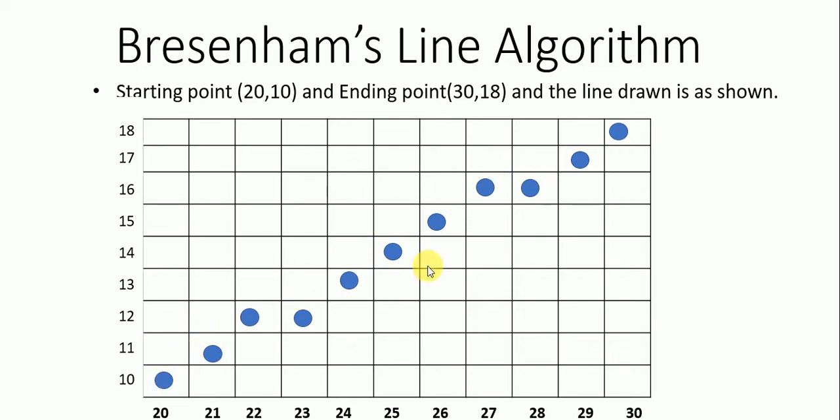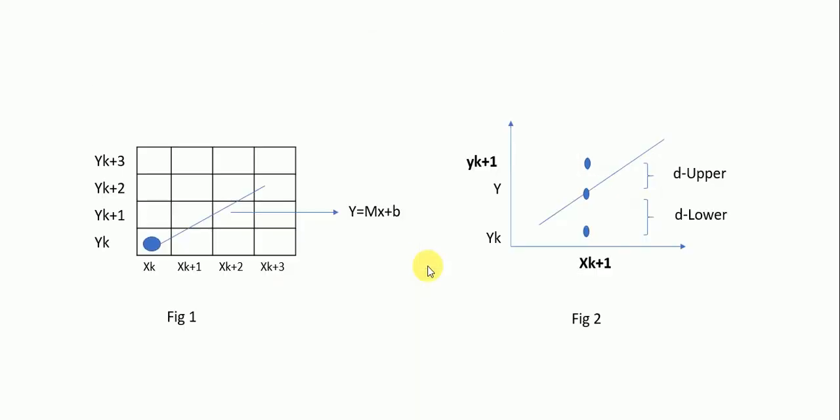Okay, so let us look at this algorithm. Here the equation of a line is y = mx + b. m represents the slope, x represents the x value and y represents the y value. So xk, xk+1, xk+2, xk+3 are the x values and yk, yk+1, yk+2 are the y values.